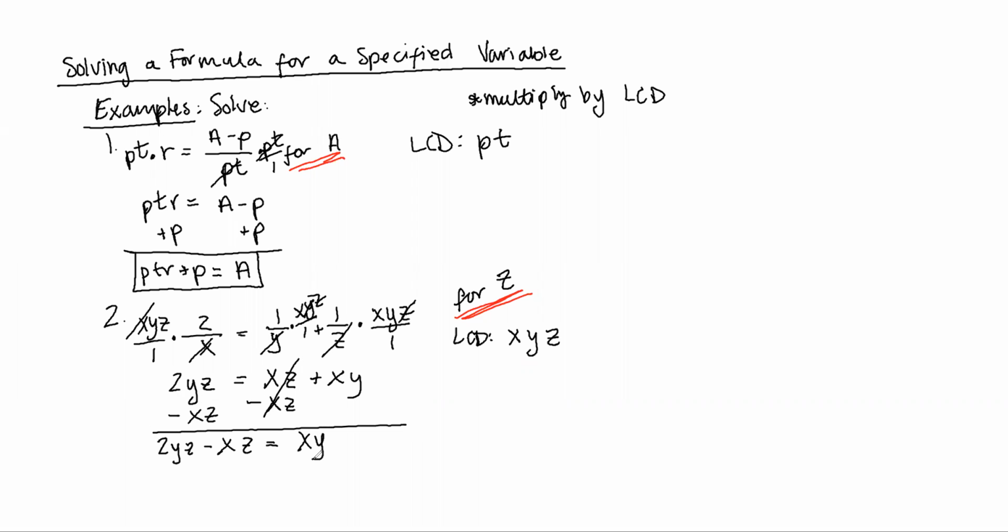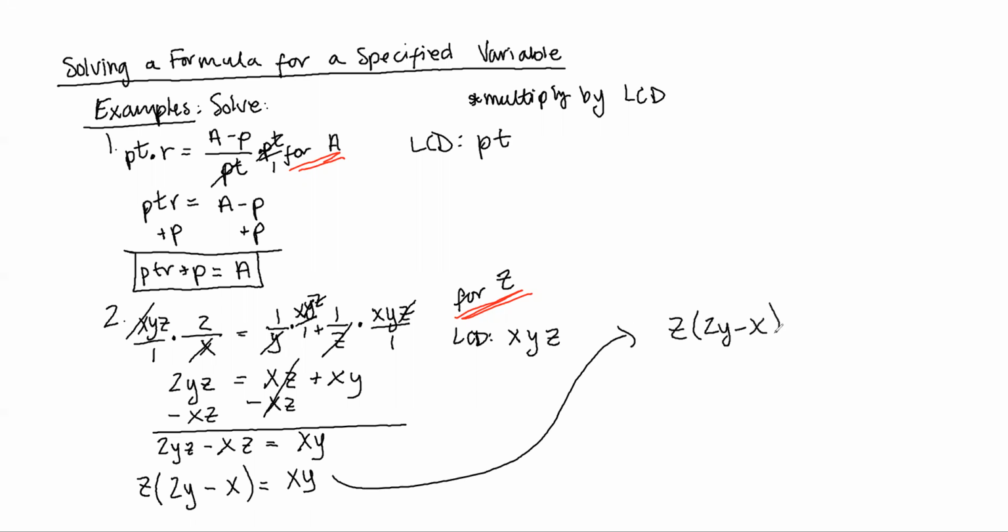Now let's go ahead and see what we have here. So all of our z terms are on the left. This is the part where it gets kind of weird. You want to factor out the z. That's how we're going to separate the z from these two terms. So if we factor it out, we're left with 2y minus x equals xy. And now let me rewrite this up here just so you can see it a little better.